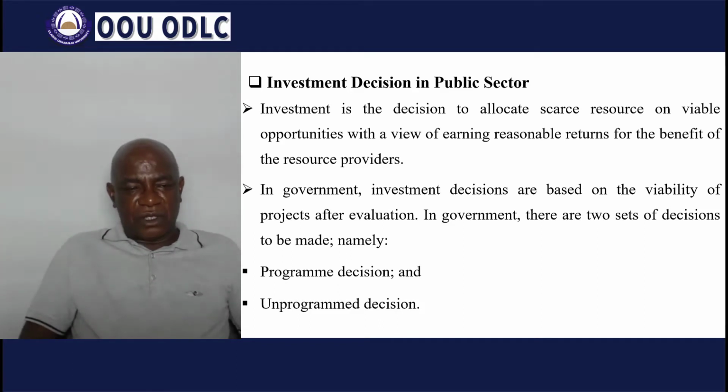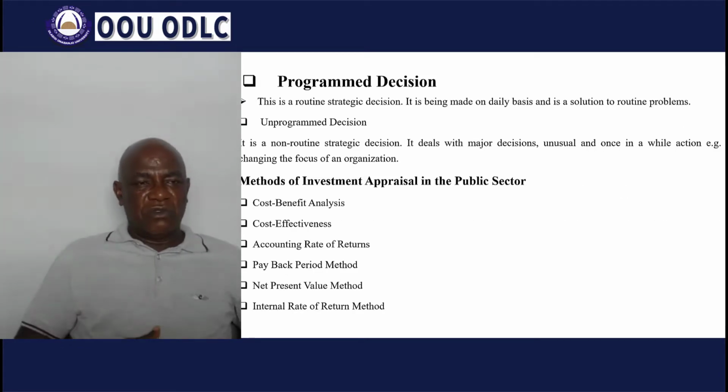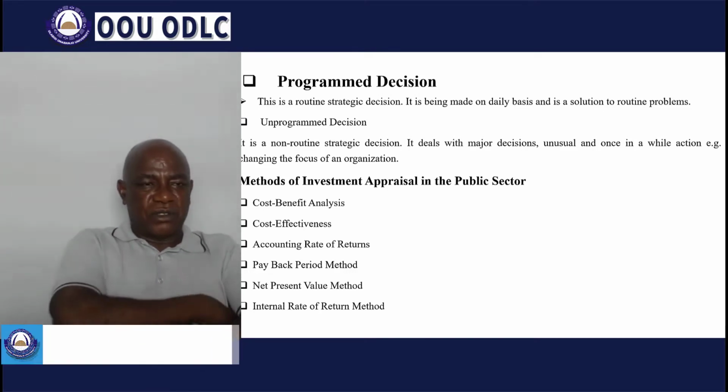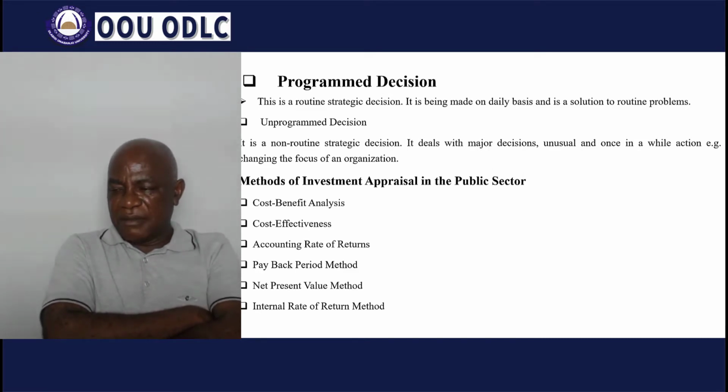There are two sets of decisions that are to be made, namely, one, what we call programmed decision, and two, unprogrammed decision. What do we mean by programmed decision? It is a routine strategic decision. It is made on a daily basis and is a solution to routine problems. The solution under programmed decision making will be determined by rules, procedures, and habits. The decision is mainly for uncomplicated issues.